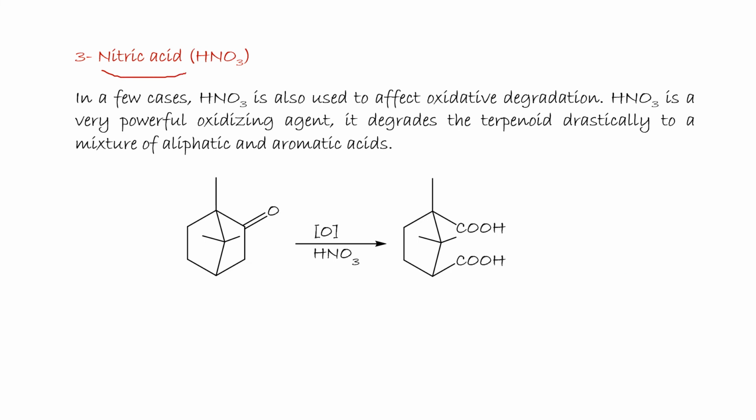Nitric acid. In a few cases, nitric acid is also used to effect oxidative degradation. Nitric acid is a strong, powerful oxidizing agent. It degrades the terpenoids drastically to a mixture of aliphatic and aromatic acids. So camphor here, nitric acid will break this bond, giving a carboxylic group here and another carboxylic group here.